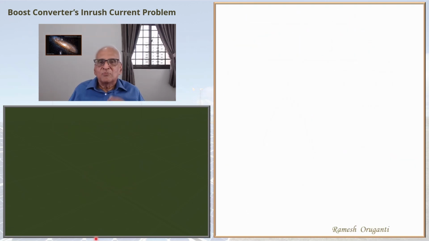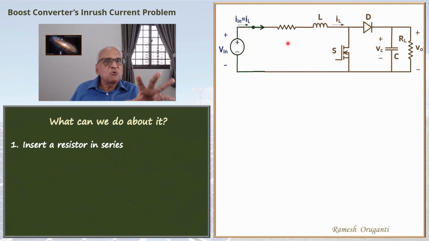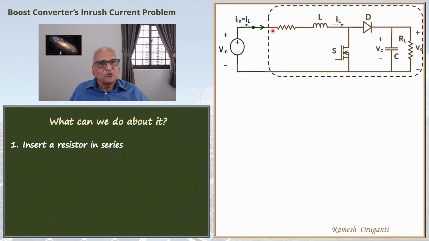So what can we do about it? How do we mitigate this problem? One way of doing that is to insert a resistance. It will reduce the current. It will increase the damping. So this resistance is now part of the converter circuit. Notice that the voltage here will dip because of the voltage drop in the resistance, but the voltage here will not dip. So the other equipment will not be affected by this.